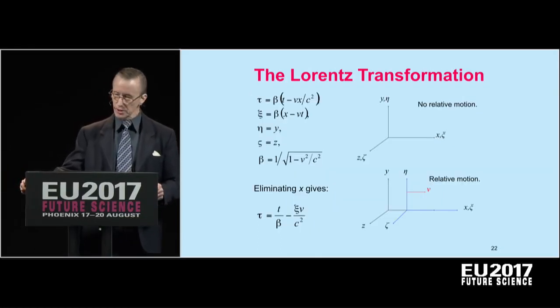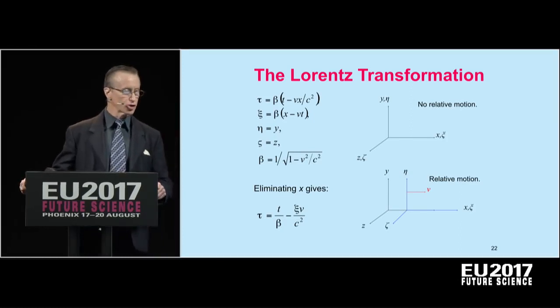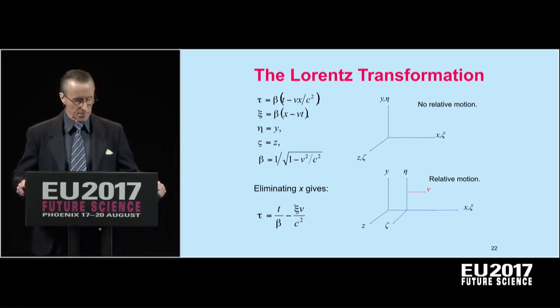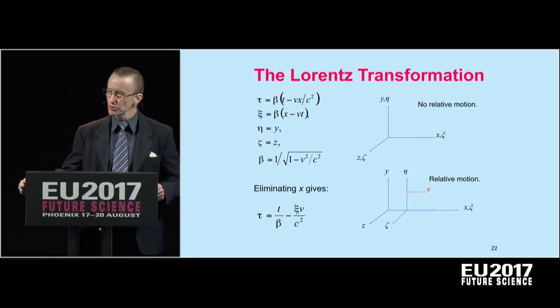The Lorentz transformation is on the left. This was first introduced by Woldemar Voigt in 1887. He didn't have the term beta. That's the only difference. The beta term, which is 1 over the square root of 1 minus v squared over c squared, did not appear in Voigt's transformation. So if you take beta out, you have Voigt's transformation.